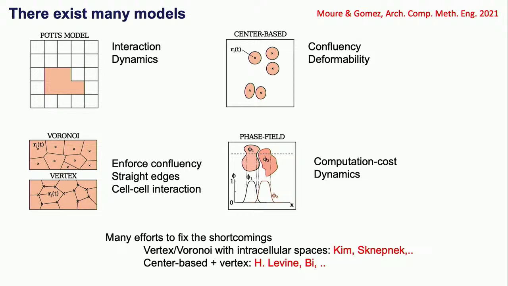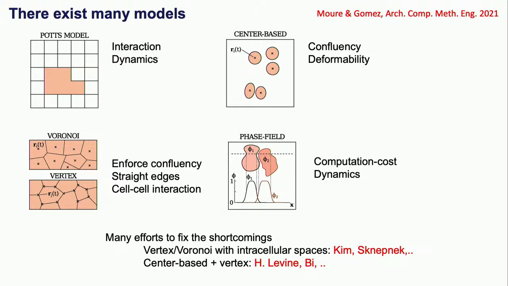Or there is a recent addition to the zoology, the phase field model, where you describe each cell as a concentration gradient. This is a very nice model, but computationally it is very, very expensive. So you can simulate just a very small number of cells. And there have been, of course, many efforts to mix models or extend them to try to mitigate the limitation.